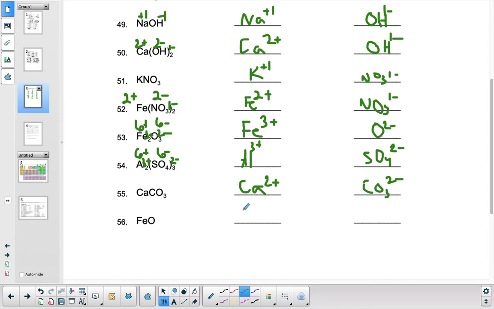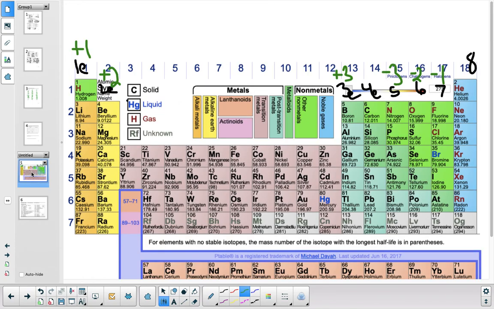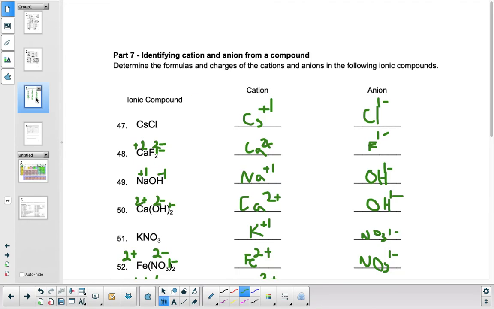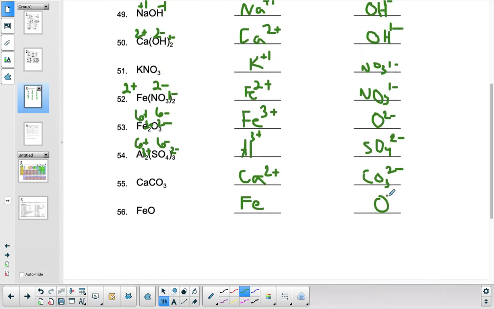Now we have iron and oxygen. So first we need to solve oxygen. Oxygen is a -2. So to match this up, we only have one oxygen, so this overall charge here is -2. So our iron then would need to be +2.